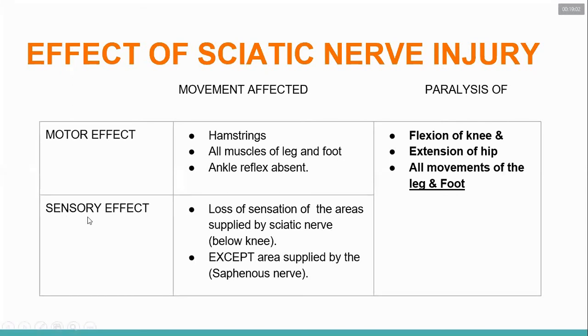Coming to the sensory effect, usually the whole of the leg and foot area will be affected except the area supplied by the saphenous nerve, because the saphenous nerve is a branch of femoral nerve, and the medial aspect of the leg will be unaffected.